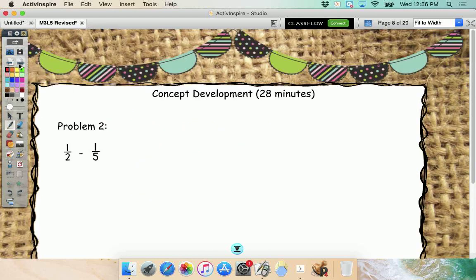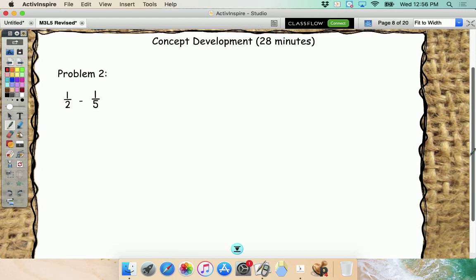Payson, what's your question? Okay. This says problem 2. Is it the same problem we just did? No. I must have made a mistake. It's A and B. Okay, A and B. So let's do this one.